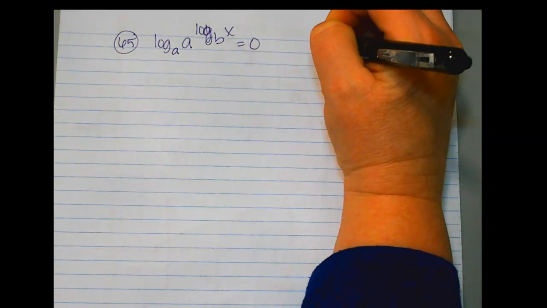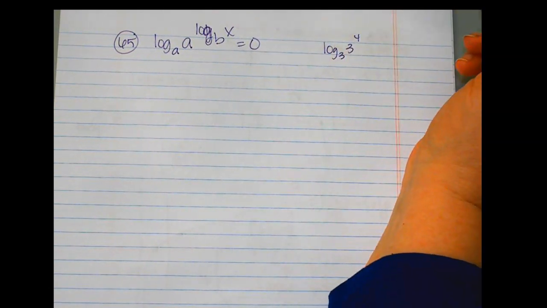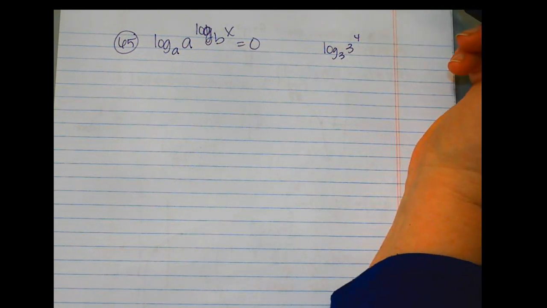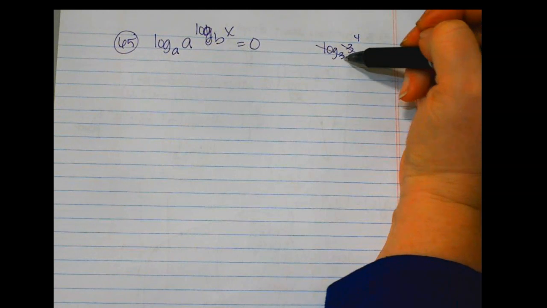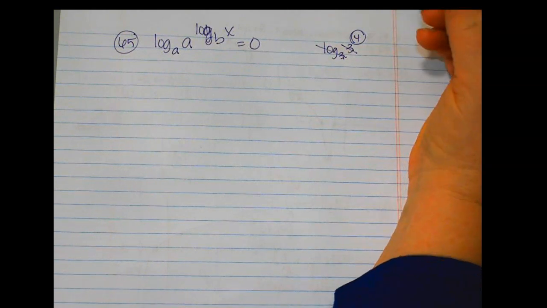Oh, can't see it. So, I briefly showed you some simple ones like this. Let me show you some simple things again. If I said log base 3 of 3 to the 4th, what is that? We talked about them being inverses. What is it? It's 4. So if it's a base of 3 and a base of 3, they cancel out. We get 4.